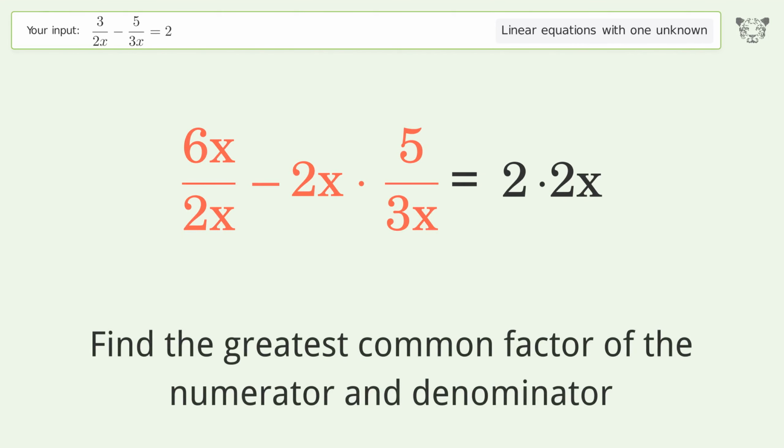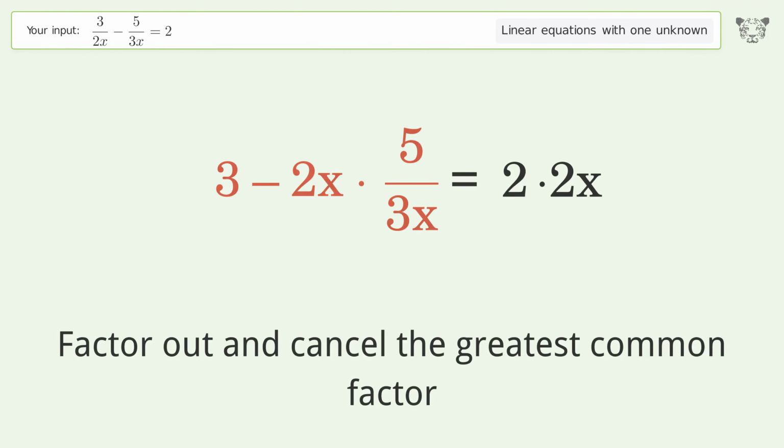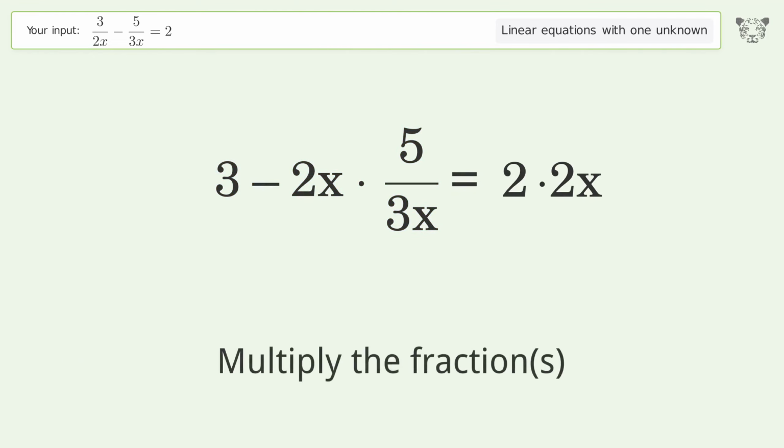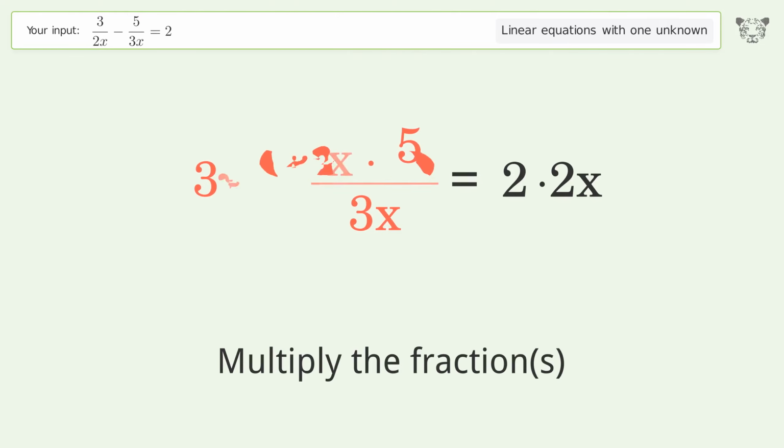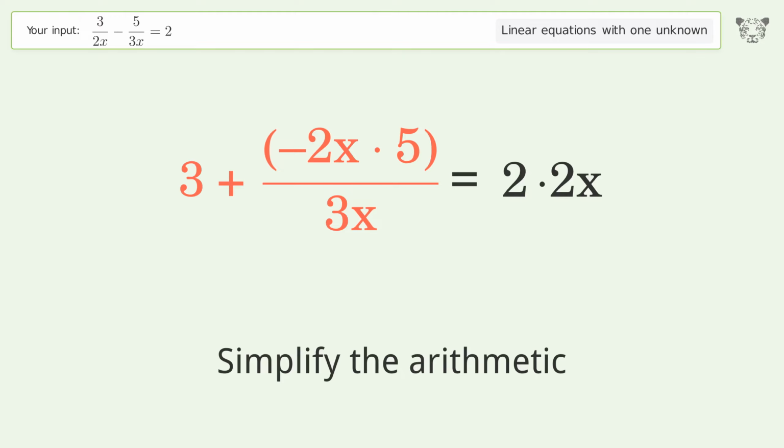Find the greatest common factor of the numerator and denominator. Factor out and cancel the greatest common factor. Multiply the fractions. Simplify the arithmetic.